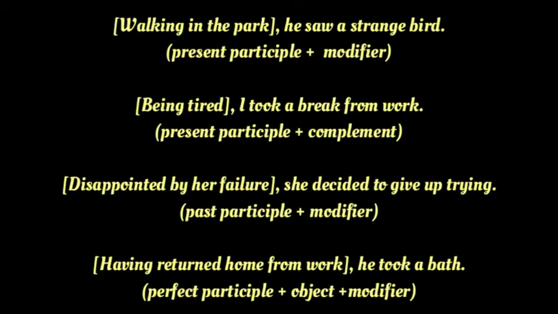Having returned home from work, he took a bath. This sentence clearly has a perfect participle phrase, having returned home from work. It modifies the subject of the sentence he and consists of the perfect participle having returned, its object home and its modifier from work. So we understand that a participle phrase contains a participle at the start, followed by its object or complement, and also a word or phrase that modifies the participle.